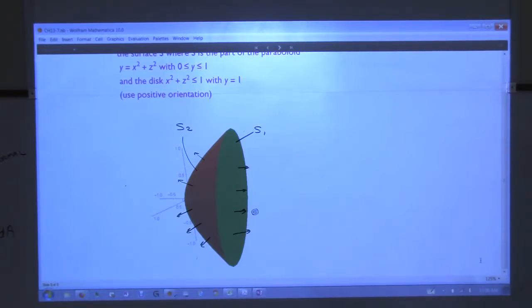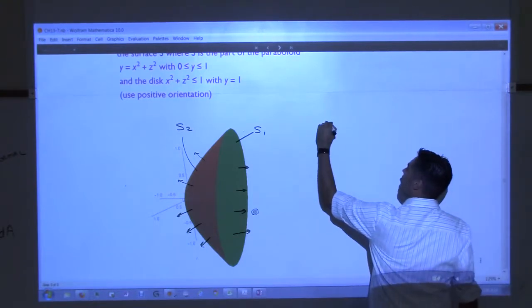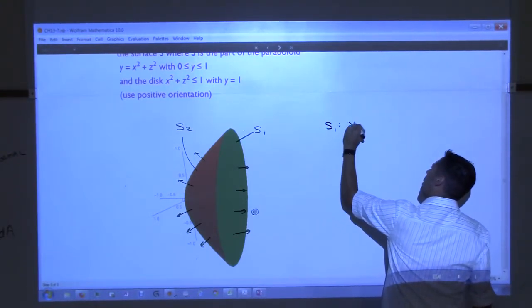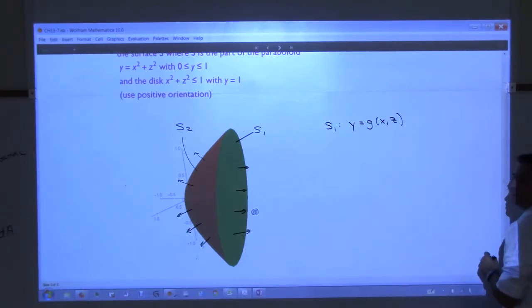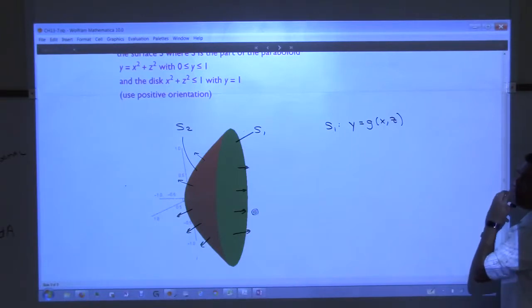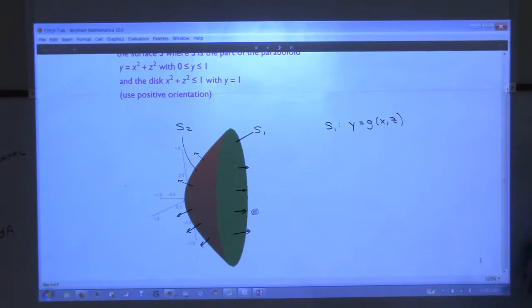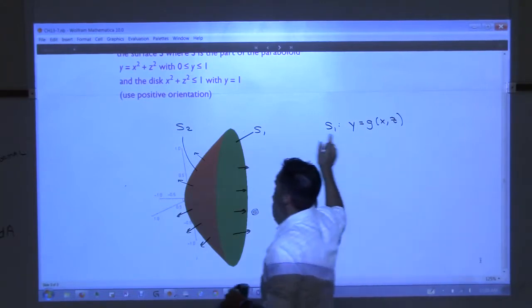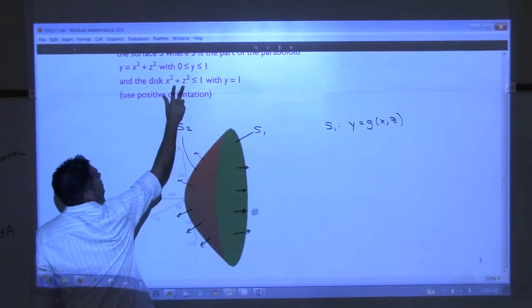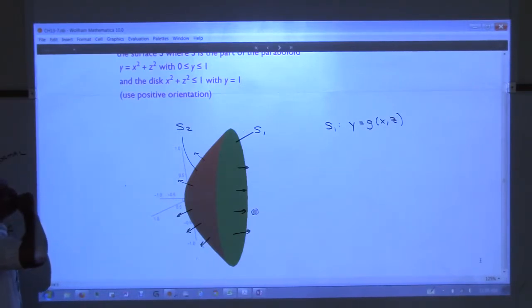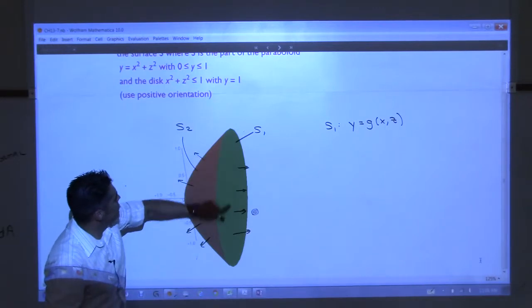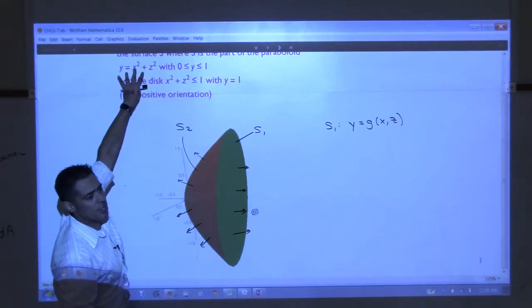Y is a function of x and z. Okay, so for S1, y is a function of x and z. Do you happen to know that function? X squared plus z squared equals y. If you're saying that y is a function of x and z, then you have to be able to solve this for y, but you don't have y in that equation. Well, we're talking about S1 though, right? Oh, S1 was this part. This one has to do with S2, right?